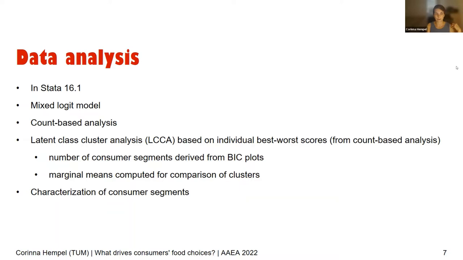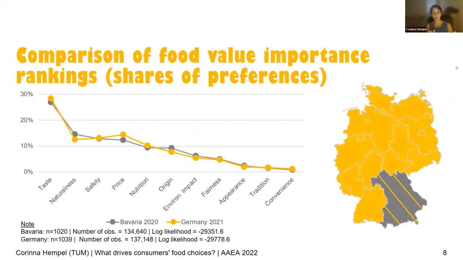So now I'll come to my results. This is a broad overview. As I said, we have those two samples from Germany and also from Bavaria. And here you can see the general food value importance rankings for both areas, in yellow for Germany and in gray for Bavaria. And you can see that overall that's very similar.